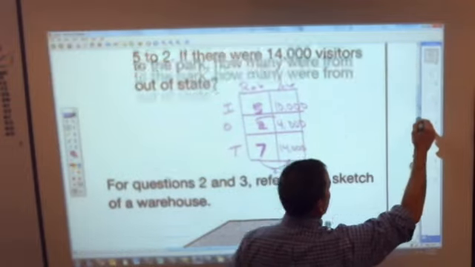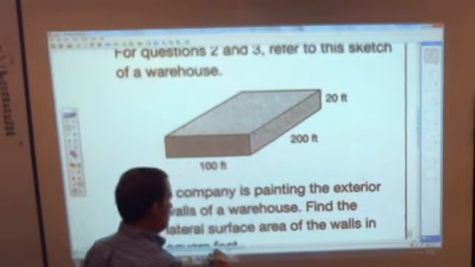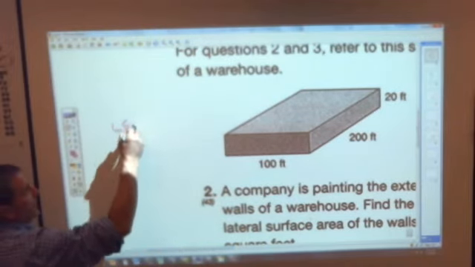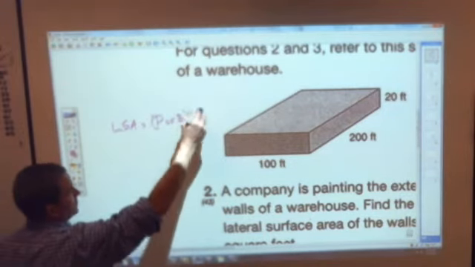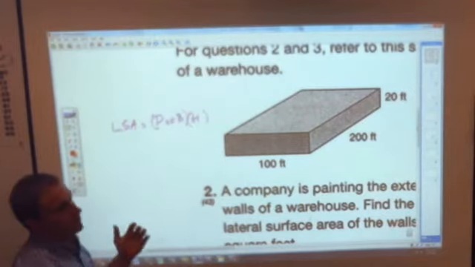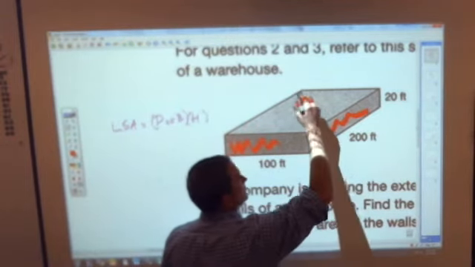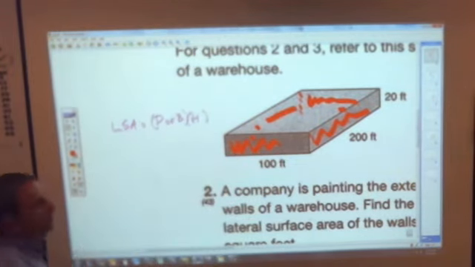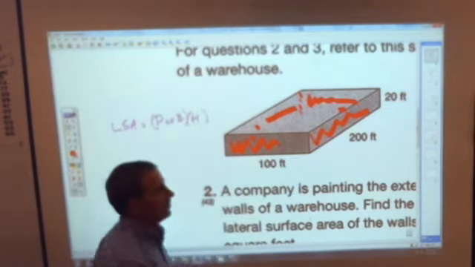Sydney. Number 2. Ladies and gentlemen, I believe I gave you the lateral surface area formula. Did I not at some point? You don't really need it, but it's helpful. Lateral surface area, LSA, is the perimeter of the base times the height of the shape. And we talked about this before. If you're painting this building, you don't paint the ceiling and the floor. You are only painting the walls of this building. You can't see the one over there, and you can't see the one over there. You could do it two ways. You could use this formula, or you could just find the area of all four of those and add it together. It's all going to be the same thing.